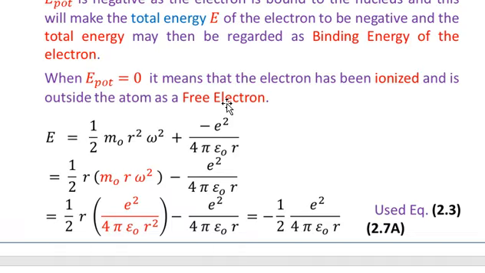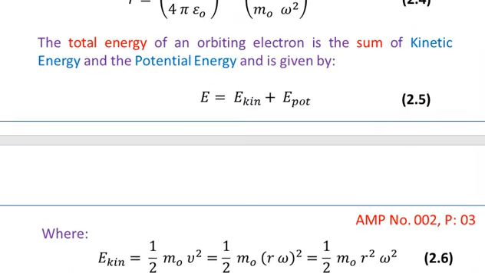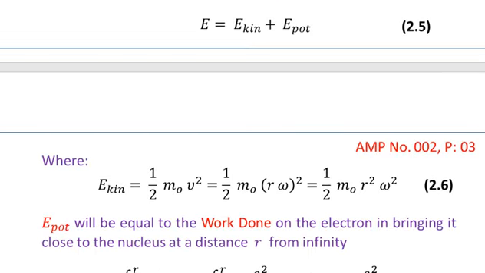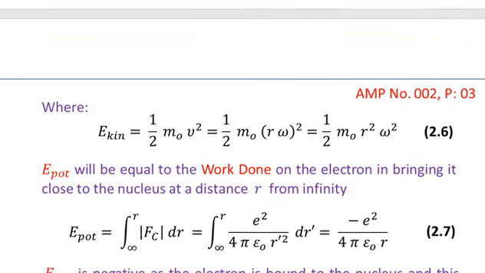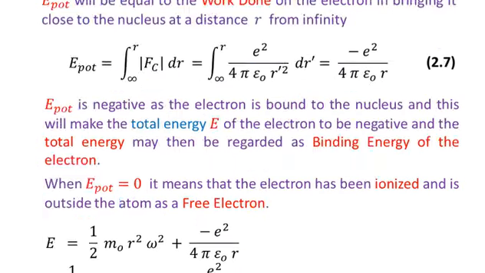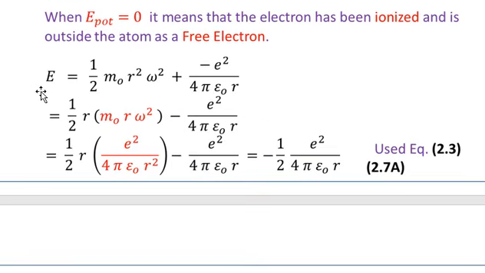So now let's calculate the total energy of the electron. We are using equation number 2.5 to calculate the total energy of the electron, and the E kinetic and E potential have been calculated as shown in equation numbers 2.6 and 2.7. Substituting 2.6 and 2.7 in equation number 2.5, I get this relationship, that is capital E, the total energy of the electron, is equal to half m naught r square omega square plus minus e square over 4 pi epsilon naught r. So this is the sum of the kinetic energy and the potential energy.